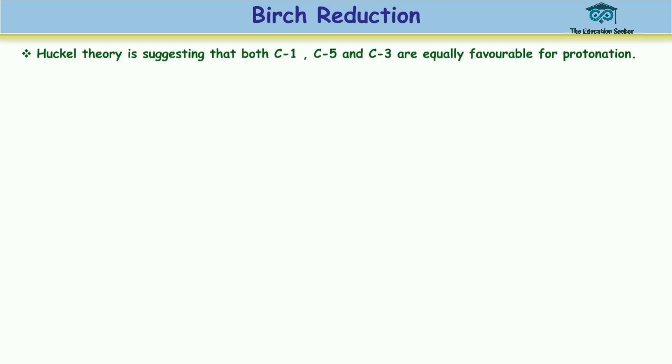So either we consider the highest occupied molecular orbital, or we consider the total pi electron densities at each carbon atom, then protonation is equally favorable for carbon 1, carbon 5 and carbon 3. So what is wrong with our calculation? The calculation we did considered the cyclohexadienyl anion as acting like a pentadienyl anion, right? So that is where we have made the mistake.